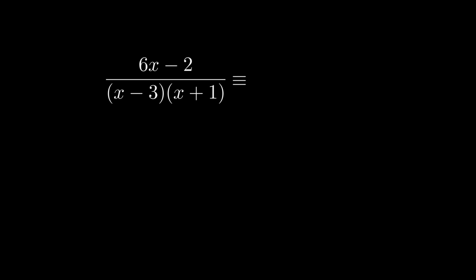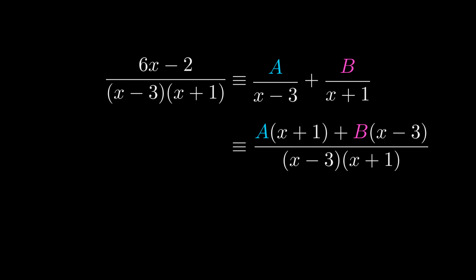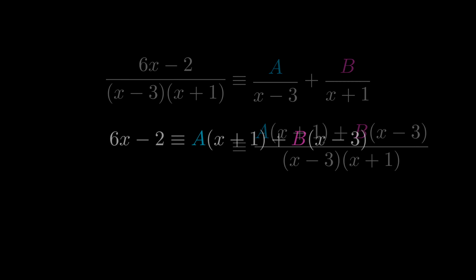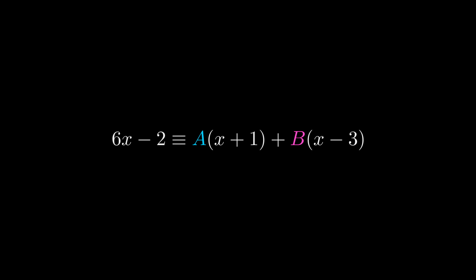Both methods start the same way. Put A over the first bracket, B over the second, and add them back over a common denominator. Now look, the bottoms on each side are identical, and if two equal fractions share a bottom, their tops must match too. So it all comes down to the numerators. 6x minus 2 equals A times (x plus 1) plus B times (x minus 3). And that three-bar sign? It means an identity, true for every value of x. That one tiny fact does all the heavy lifting.